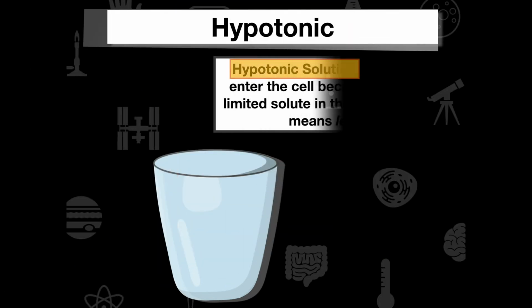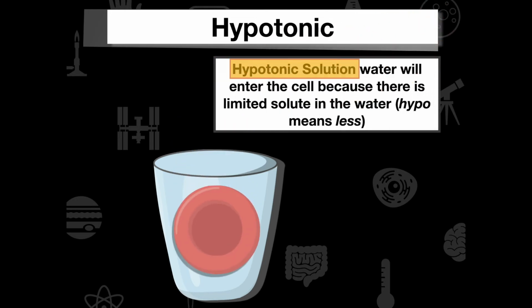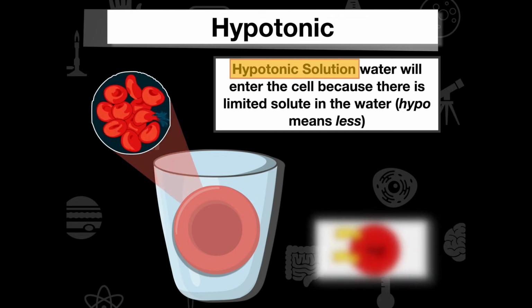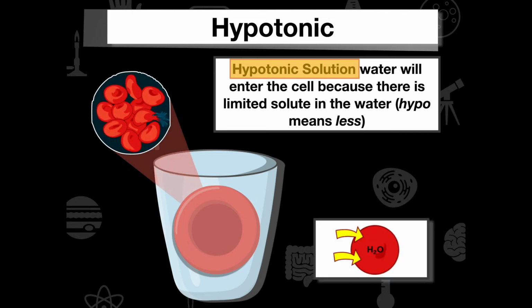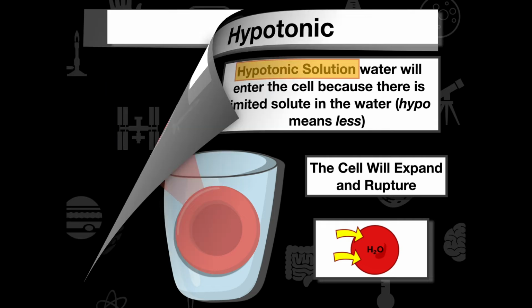In a hypotonic solution, it's the opposite. Water is going to enter the cell because there's limited solute in the water. This is like sticking a cell in a fresh glass of water. Where's the water going to move? Well, it's going to move into the cell. The cell's going to continue to expand until it ruptures.